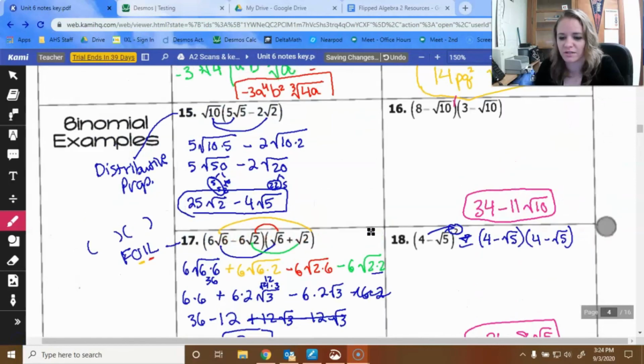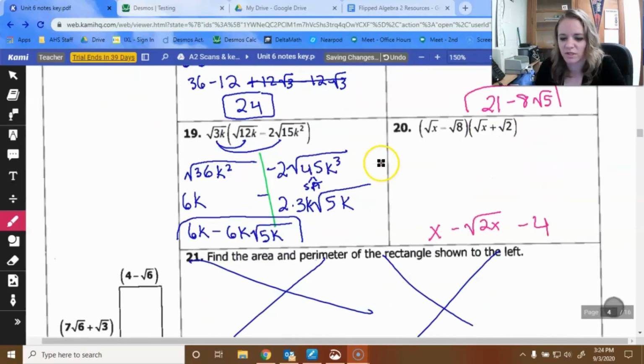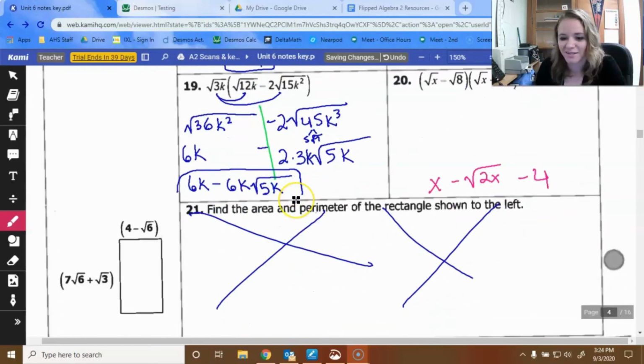16 is 34 minus 11 times the radical of 10. 18 is 21 minus 8 times the radical of 5. 20 is x minus the radical of 2x minus 4. And some of those could be rearranged, I guess. And that would be alright. So, that's it for this section. Next is dividing. Woohoo!